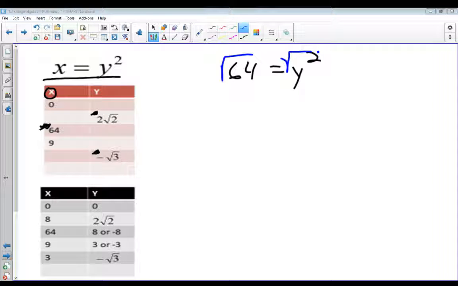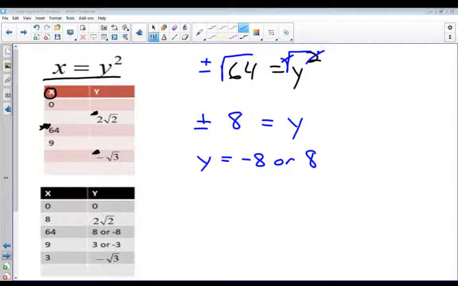But here's the catch on taking the square root. You're going to have to take your 64 and give it plus or minus. So now that you've taken the square root on this side, the power of 2 is gone, and all you have is y. On the left side, you'll have plus or minus, and then the square root of 64 will simplify to 8. So in other words, you have two answers for y, that it is equal to negative 8 or positive 8.